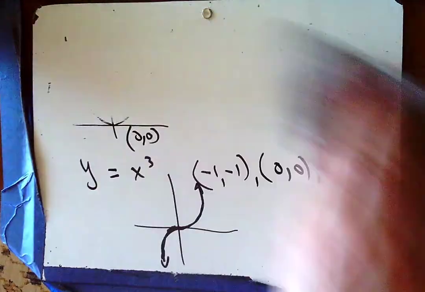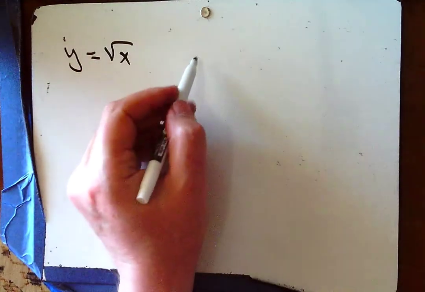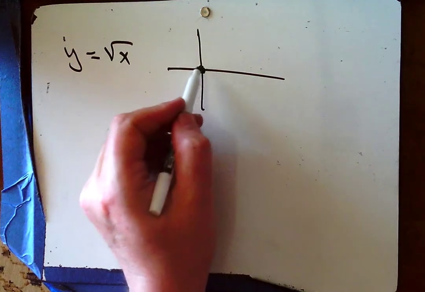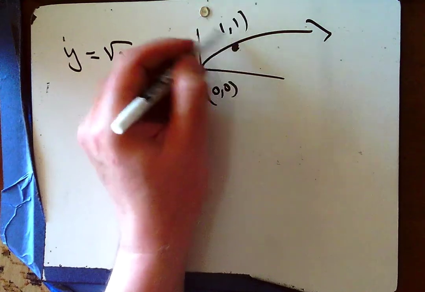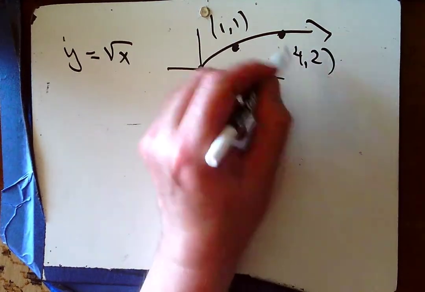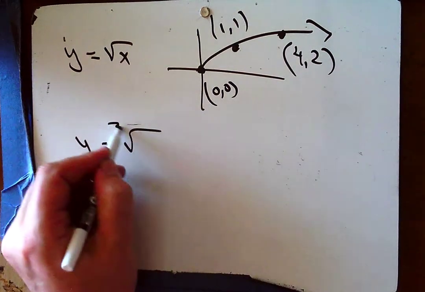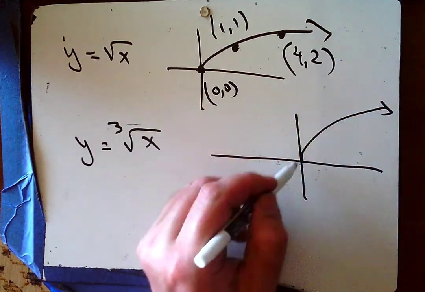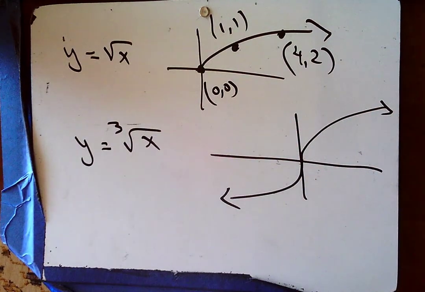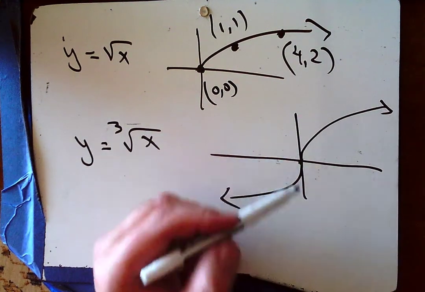Okay, so what's next? Well, how about y equals square root of x? Well, we've been saying that this has a restricted domain. We've got 0, 0, 1, 1, and 4, 2. These are our reference points. Whereas with y equals cube root of x, that has an unrestricted domain. And so it looks like this. Hey, by the way, that's vertical. That's an undefined slope there.